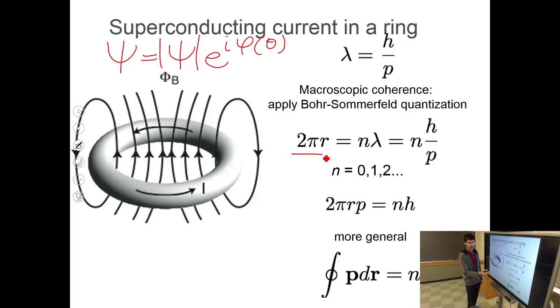And so you can say that the length of the ring has to be equal to the number of wavelengths, and you can rewrite the wavelength in terms of momentum. That's the momentum of the condensate, how it moves around the loop. So this is the total momentum. And more generally, if you integrate momentum around the loop, it has to be n times h bar. That is just because it's a wave function, right? Which we know from BCS theory, Bose-Einstein condensate. Okay.